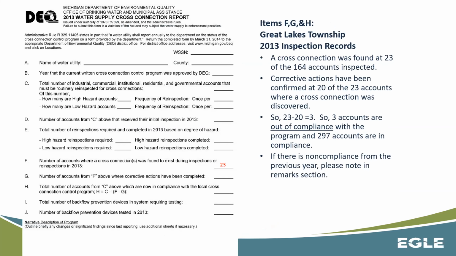So in this case, for F, G, and H, we're looking at where we found problems, and then what has been done about those. So of the accounts that we did inspections or re-inspections for, there were 23 where we found a problem. And this could be either something was removed, something was broken, or something that was supposed to be there was never put in. Any of those, for whatever reason, we have a cross connection problem, and it's going to require corrective action.